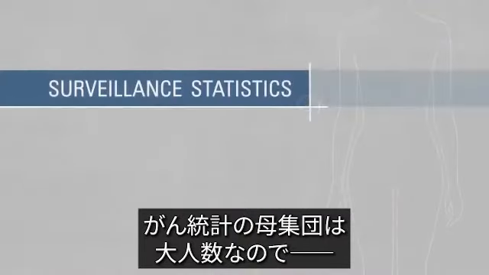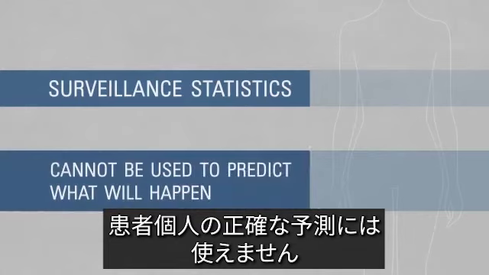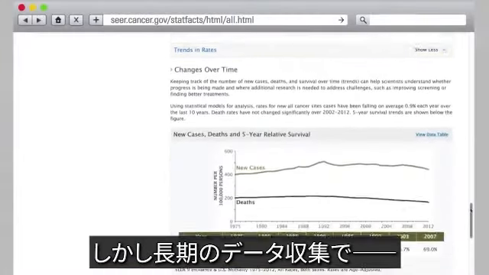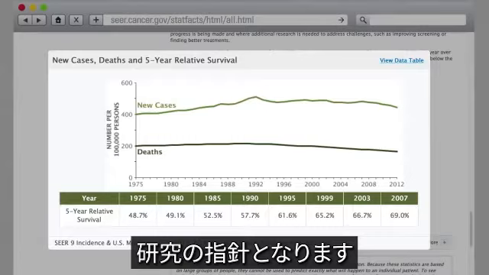Because surveillance statistics are based on large groups of people, they cannot be used to predict exactly what will happen in an individual patient. However, gathering these data over time can show trends in new cases, deaths, and survival. This shows where more research is needed.